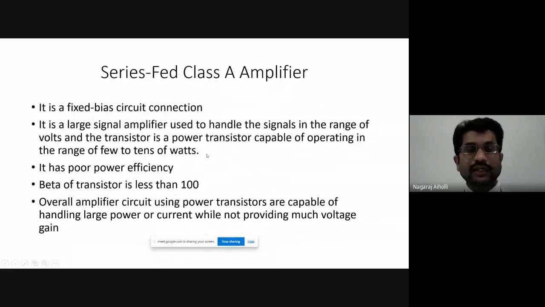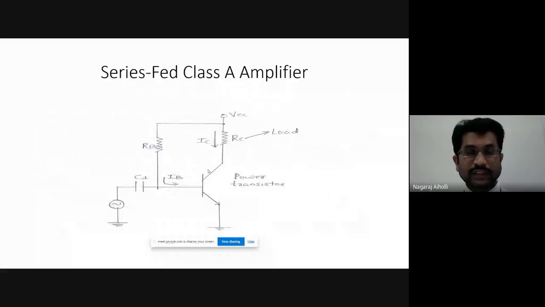That is, it is nothing but the power transistor that is meant to handle power in terms of tens of watts. The output power provided by this transistor is in terms of tens of watts, right? The output power is more than the input power. That is why it is called a power amplifier.